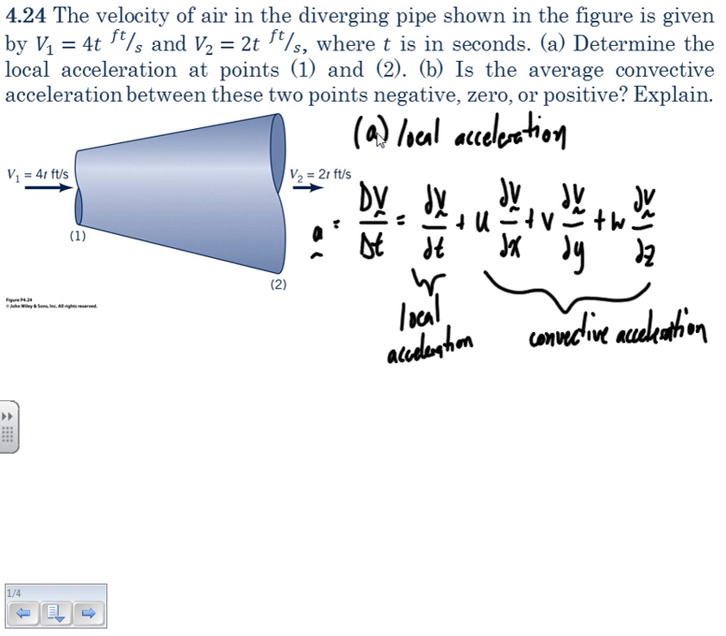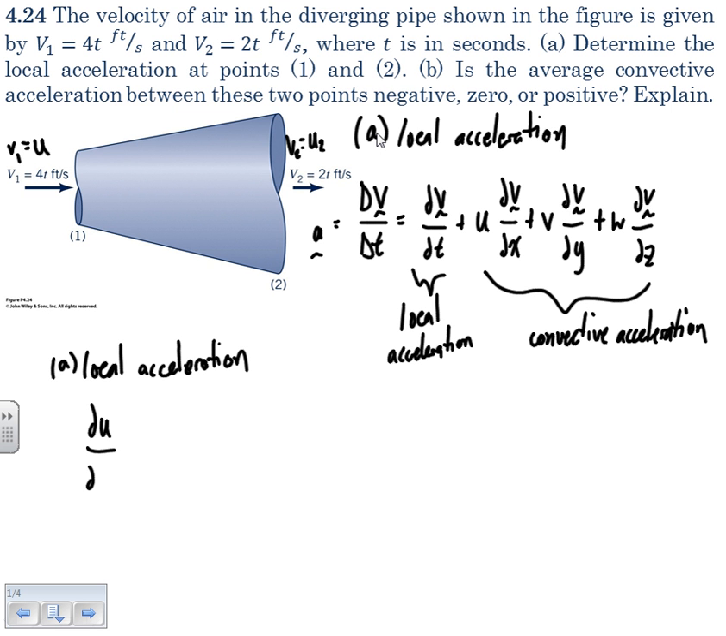So simply for part A, to find our local acceleration at point 1, that's just equal to the derivative of u, because our V1 is only in the x direction, so that's equal to u. Okay, and V2 I could also say is equal to u2 because it too is purely in the x direction.